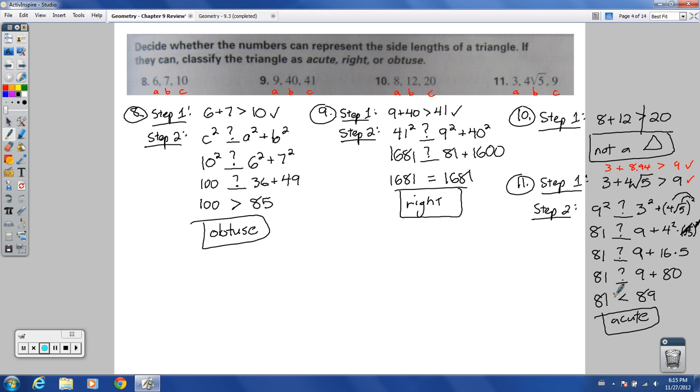So we do have triangles in each case here. I guess we could say that it says decide whether it is. We could say yes it is, and this one yes it was. This one not a triangle, so we didn't need to check. And this one yes, it was in fact a triangle and it is acute.